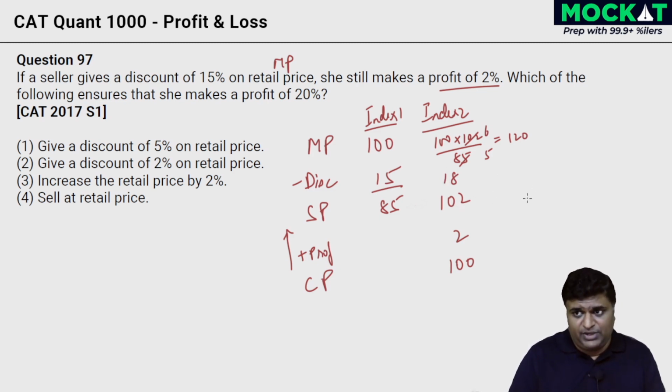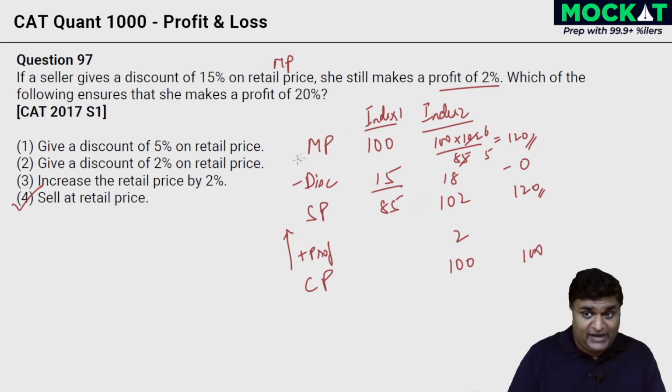Now, what is the question over here? The question is, which of the following ensures that she makes a profit of 20%? So 20% of what, right? So I know the cost price is 100. I know the mark price is 120. If you need to make a profit of 20%, the selling price should also be 120, right? 20% of 100 more. So your selling price 120, mark price 120. What is the discount given? Nothing, right? So you have to sell it at the retail price. Option 4 is the answer here.